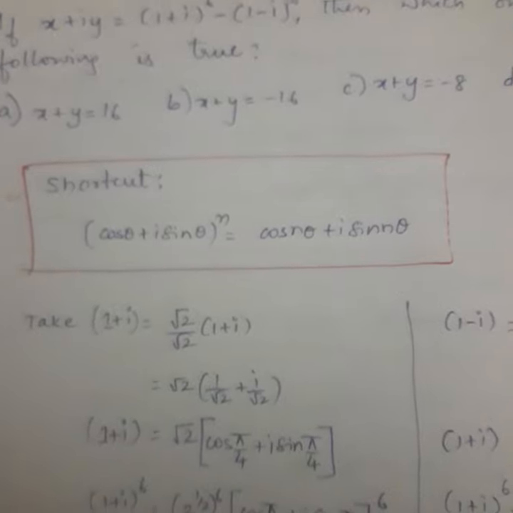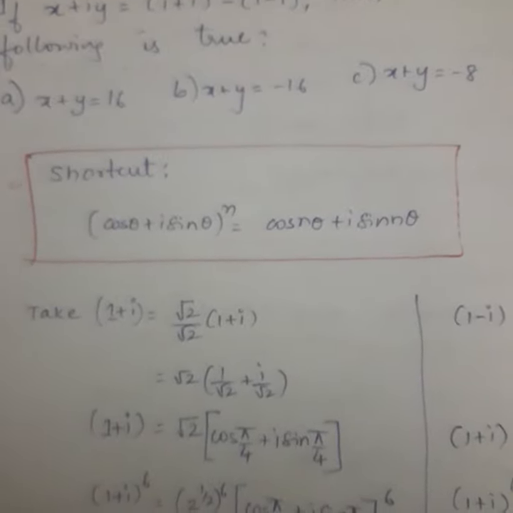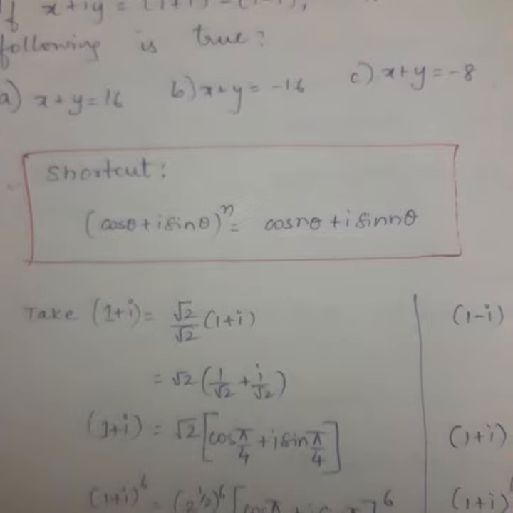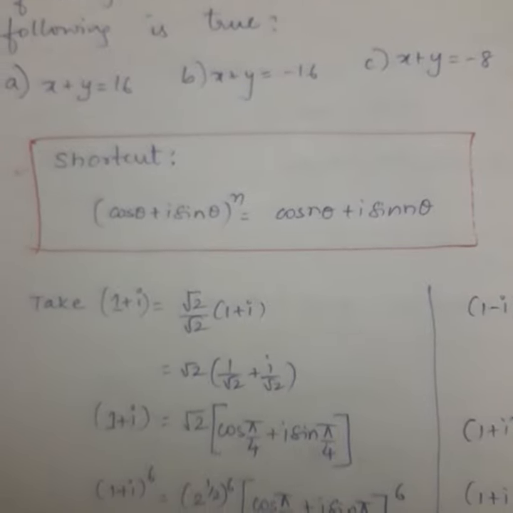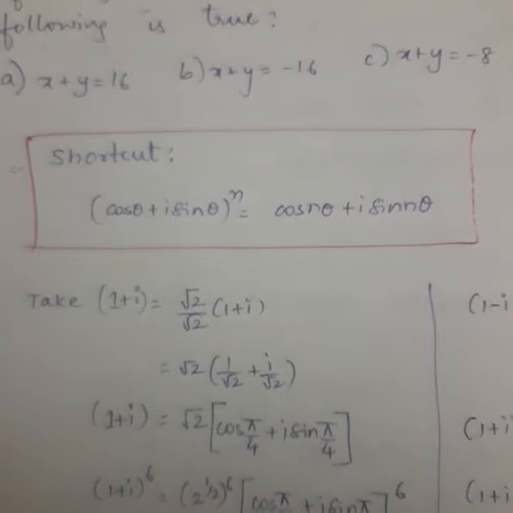Now, in order to solve this problem, we have one shortcut present in MSET. This is basically an MSET question. We have one shortcut to solve this problem. What is the shortcut? (cos theta plus i sin theta) to the power of n is nothing but cos n theta plus i sin n theta.